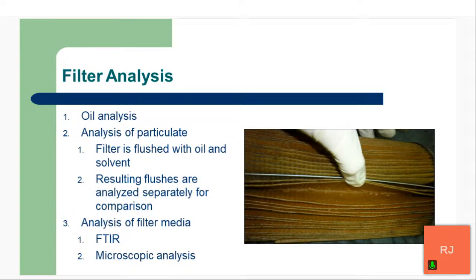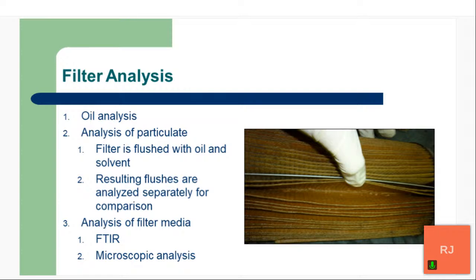Then we have our filter analysis. As we mentioned, we have our oil samples, and we're going to perform our traditional oil analysis on the samples. We're going to look for our telltale signs of any issues in our wear, our contamination. Is there any viscosity issues? Are there any antioxidant or other additive issues? And then we're also going to be able to do an analysis of the filter.